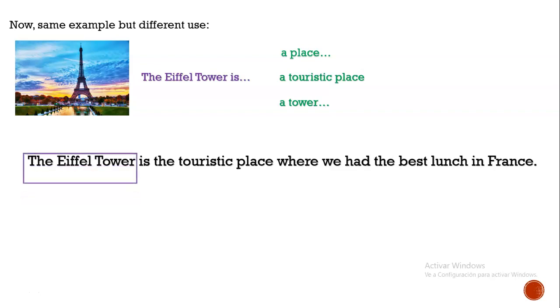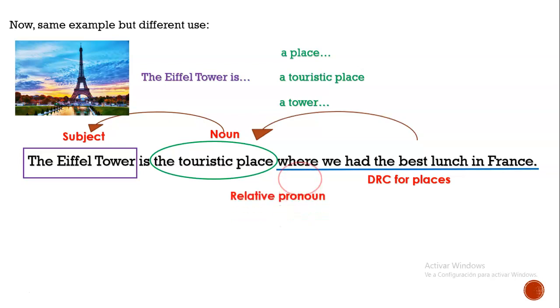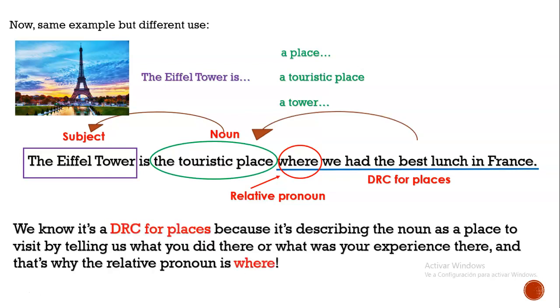Let's analyze the sentence. The Eiffel Tower is the subject. The touristic place is the noun describing the subject. Where we had the best lunch in France, it's our DRC for places describing the noun. And we know it's a DRC for places because our relative pronoun is where, with H. Here we cannot use that, only where. We know it's a DRC for places because it's describing the noun as a place to visit by telling us what you did there or what was your experience there, and that's why the relative pronoun is where.